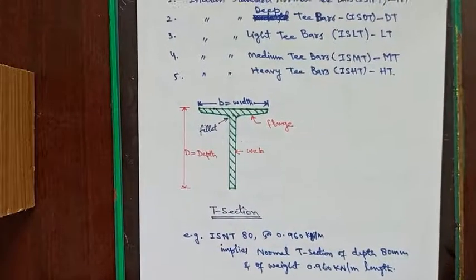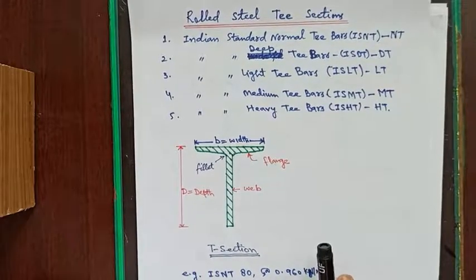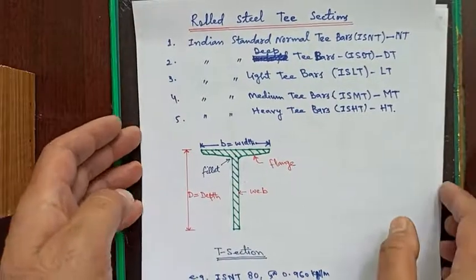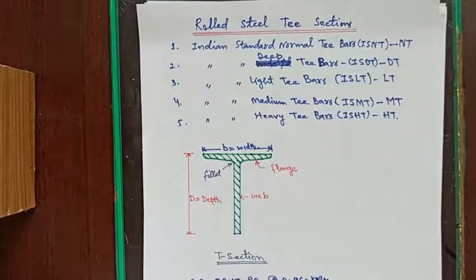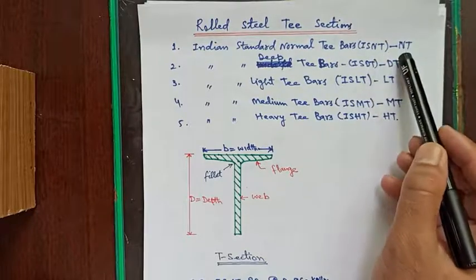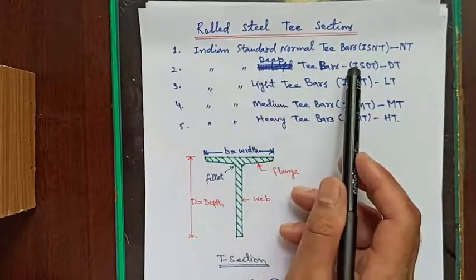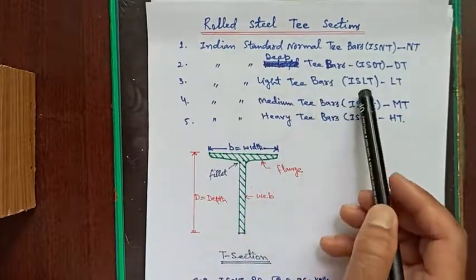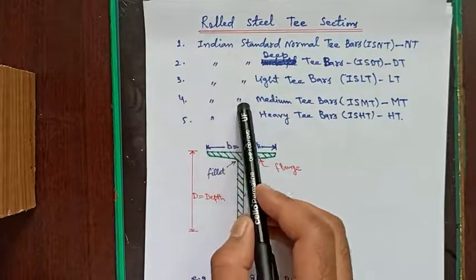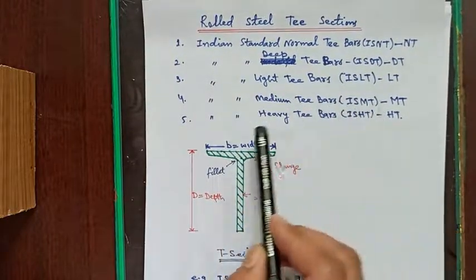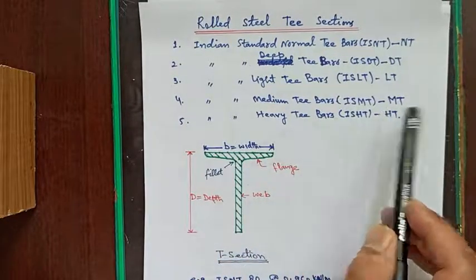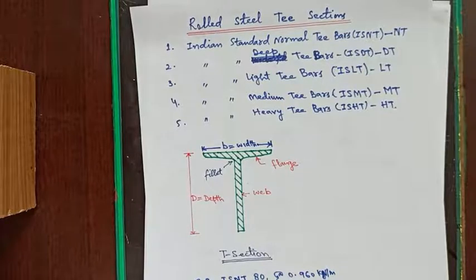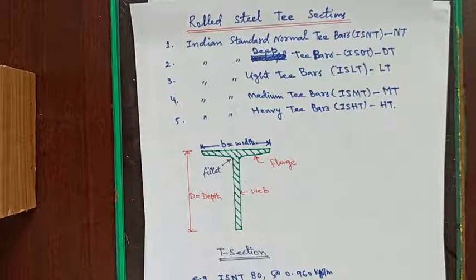Now we have rolled steel T sections. It is further divided into 5 categories, that is, Indian Standard Normal T bars (ISNT or simply NT), Indian Standard Deep T bars (ISDT), Indian Standard Light T bars (ISLT), Indian Standard Medium T bars (ISMT), Indian Standard Heavy T bars (ISHT). So these are the available shapes of the steel T sections that can be used in structural applications.